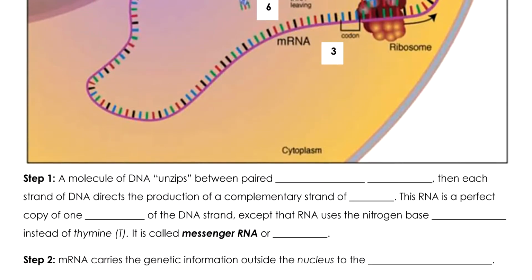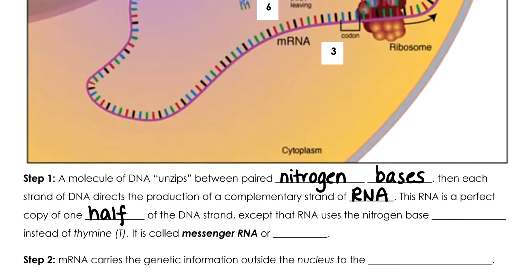A molecule of DNA unzips between paired nitrogen bases. In order to do this, you have to break the connection between the nitrogen bases, which your cell has the components to do. Then each strand of DNA directs the production of a complementary strand of RNA, which is a nice way of saying your DNA is copied into a different molecule called RNA. And this is actually a perfect copy of 1/2 of your DNA strand, which is all that's really needed in order to code for a protein.